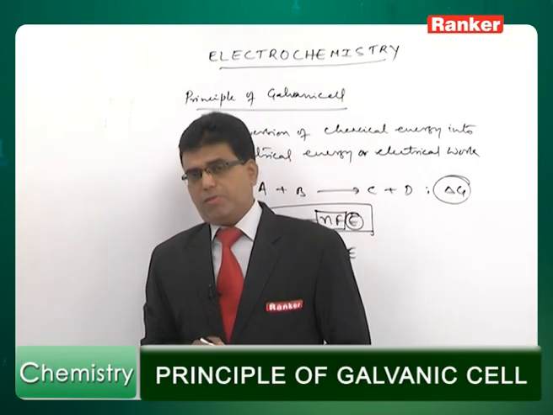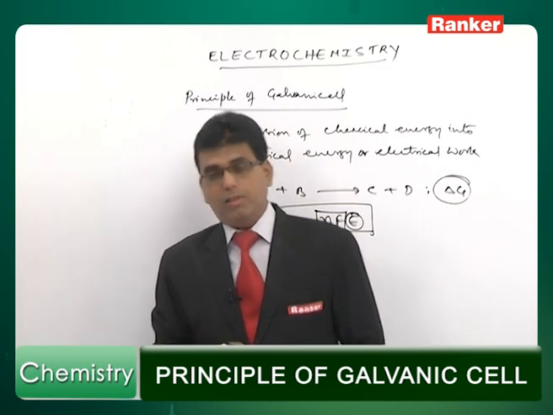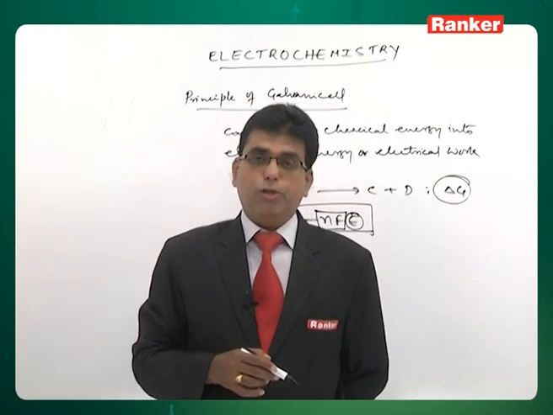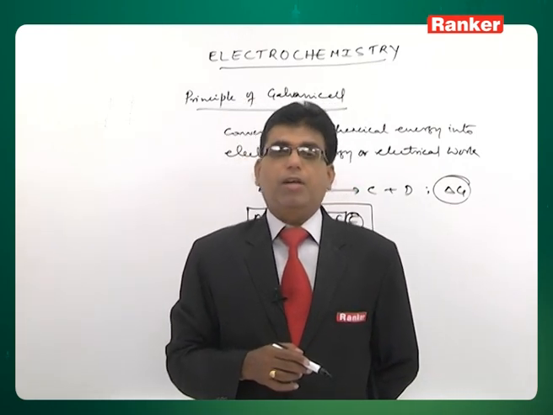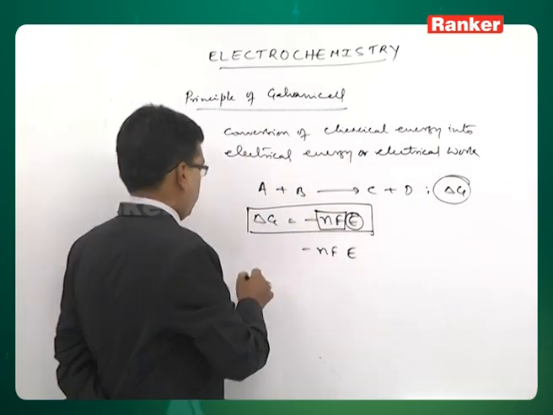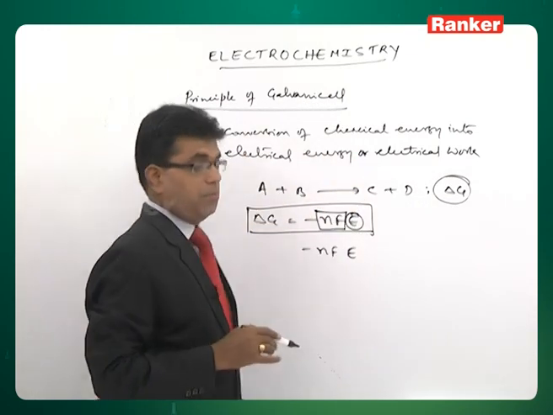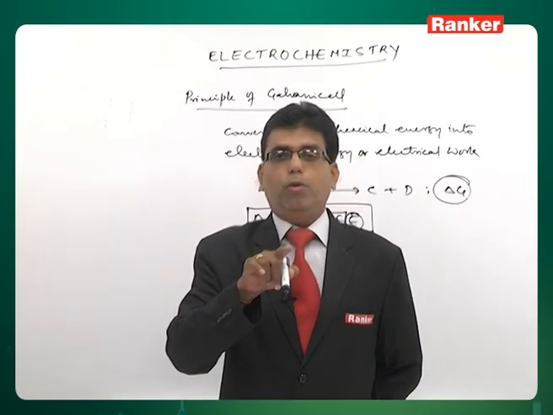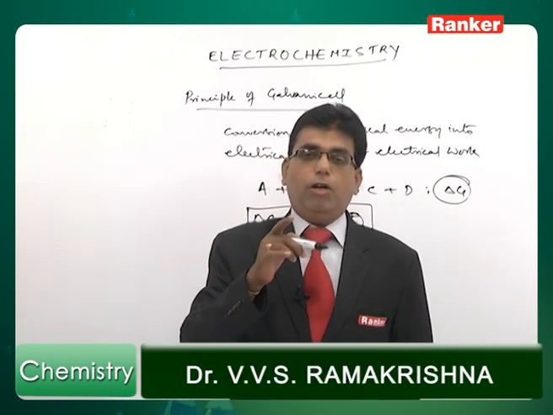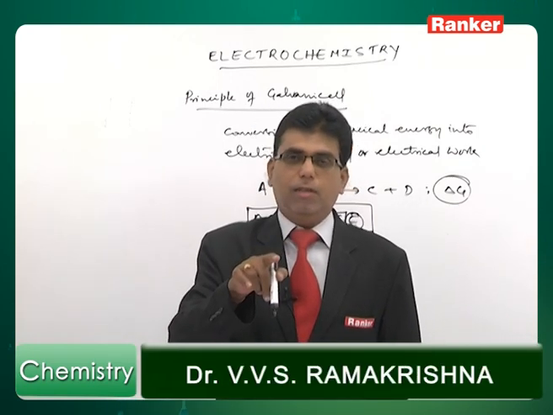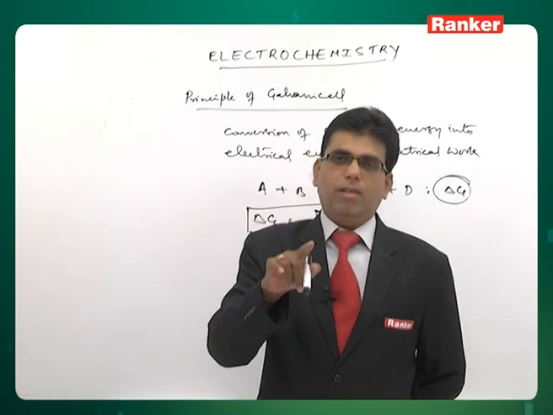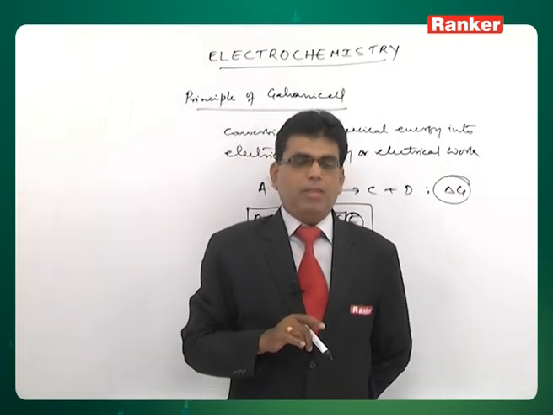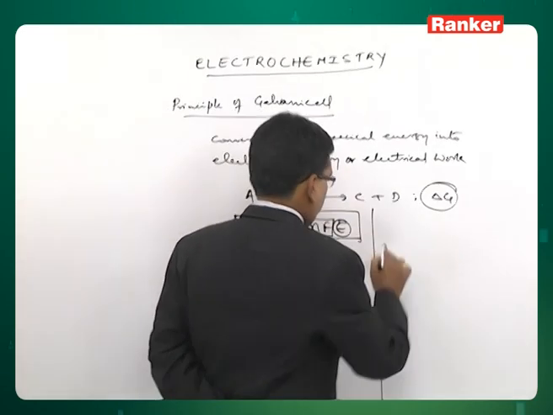Here we also have other types of cell. The cell in which electrical energy is converted into chemical energy, meaning electrical energy is used for a chemical reaction to take place. Suppose energy is supplied and the reaction is allowed to take place, that means a non-spontaneous reaction is made spontaneous. A non-spontaneous reaction is made to occur by passing an electric current through it. That is an electrolytic cell. That is what we study in electrolysis.